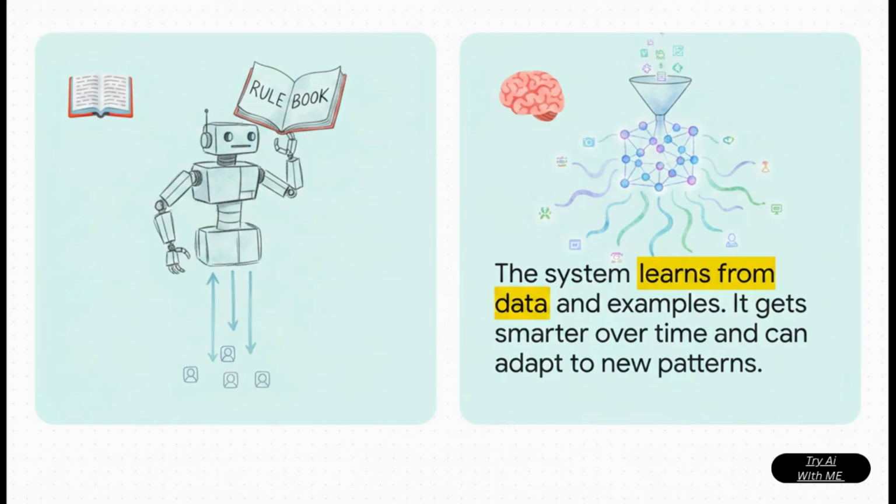But machine learning, it's totally different. Instead of a rulebook, you just give it tons of examples, tons of data, and it figures out the rules all by itself. It's kind of like learning cricket. The old AI is like just memorizing the rulebook. Machine learning is like actually playing thousands of games and learning from experience until you get really, really good.